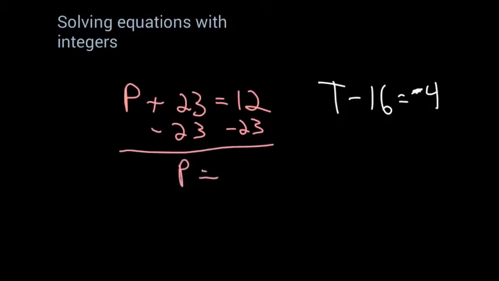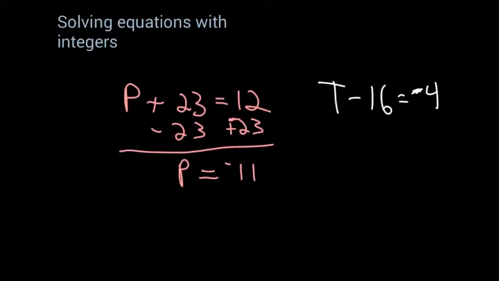So I get p left on the left side, and then I do 12 minus 23. You can change that. Do keep, change, change. So 12 plus negative 23. Different signs, so I'm going to subtract. 23 minus 12 is 11. 23 has a greater absolute value, so my answer is negative 11.